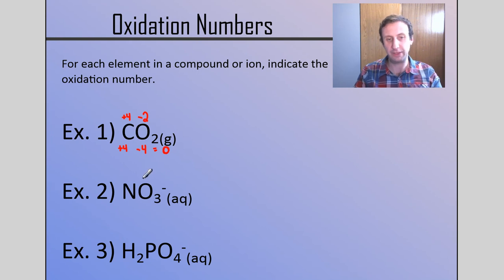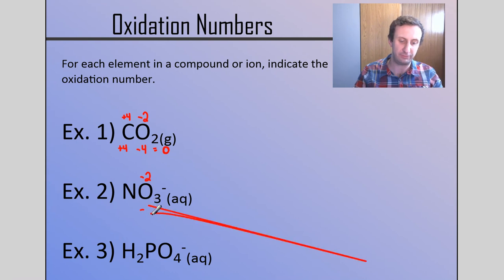Now let's take a look at this one. Oxygen again in NO3- would be -2. It's not a peroxide, so I'm going to give it -2 for an oxidation number. Now this ends up being -6 in total because -2 times 3. Thanks, computer.